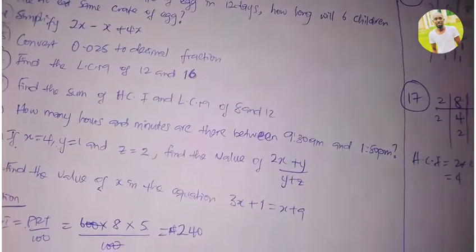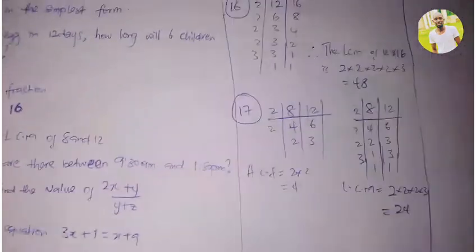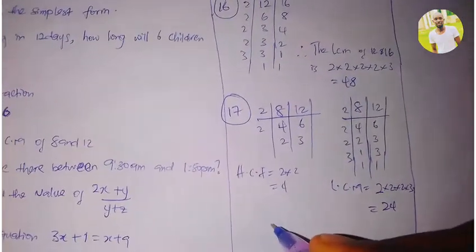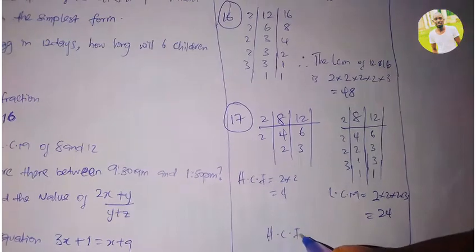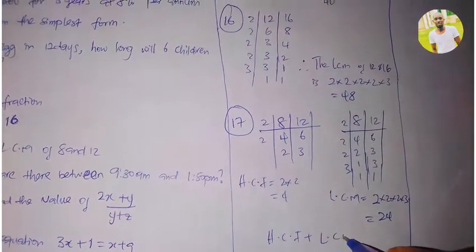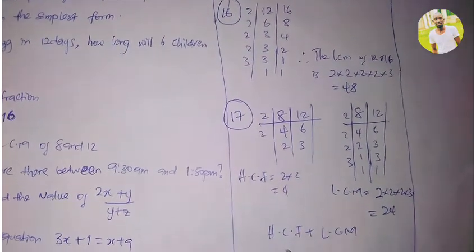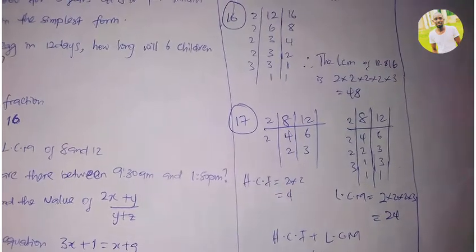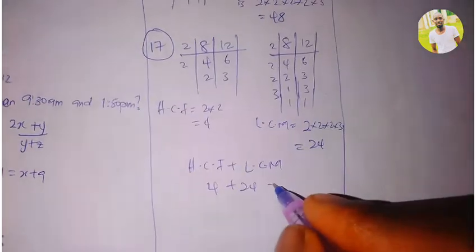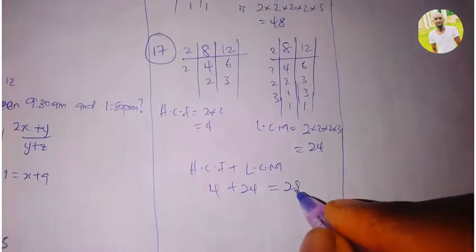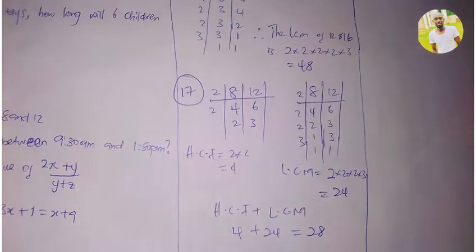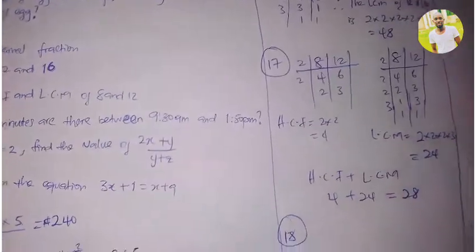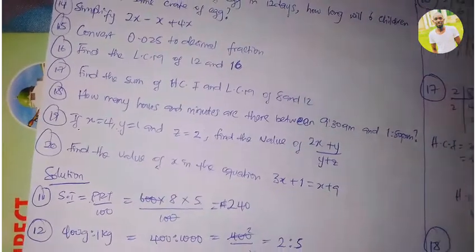Now the question says we should find the sum of the HCF and LCM of 8 and 12, which means HCF plus LCM, which becomes 4 plus 24. And my answer becomes 28. Simple questions, isn't it? Very simple.